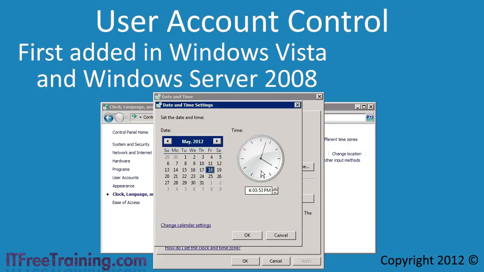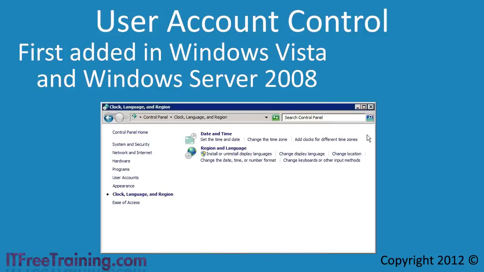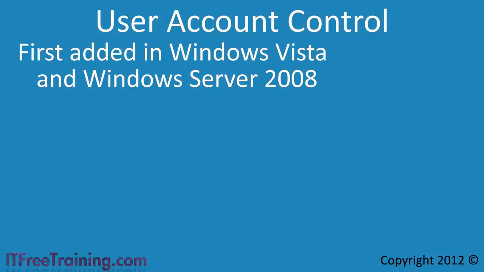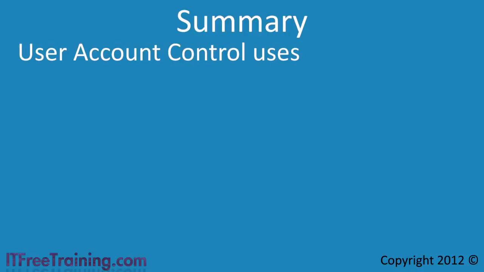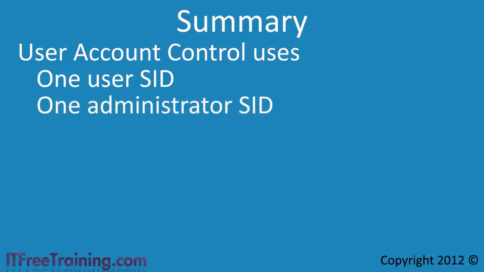If the admin account was to run with full administrator rights all the time, this creates an opportunity for malware and other software to use the administrator account to do damage. To summarize what I have looked at, User Account Control uses two SIDs for users with administrator access. The first is a user SID, and the second is an administrator SID. For normal activity, the user SID is used. This prevents malware and other damaging software from installing itself on the computer.